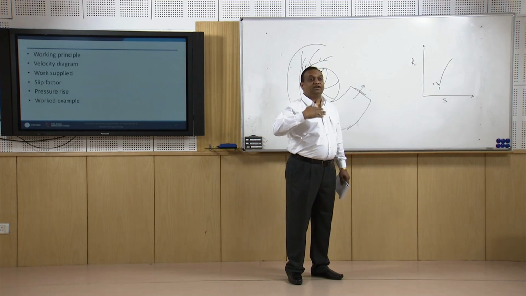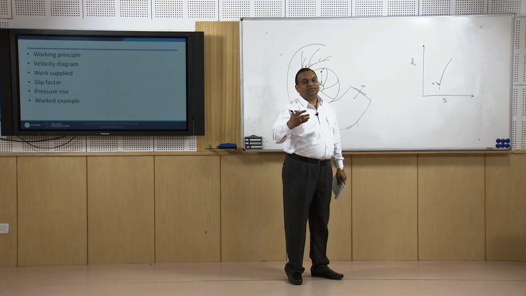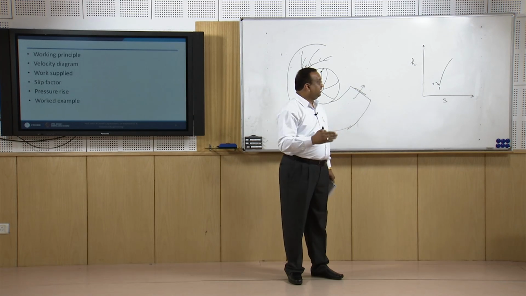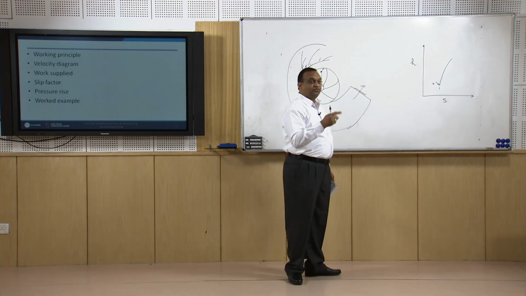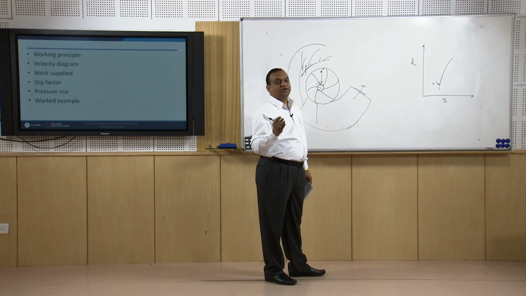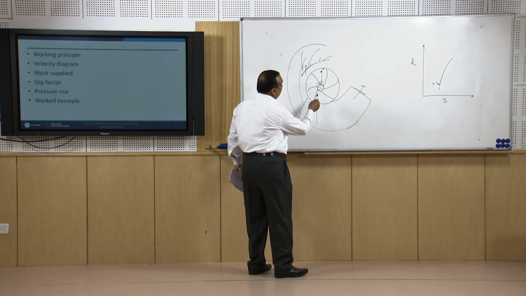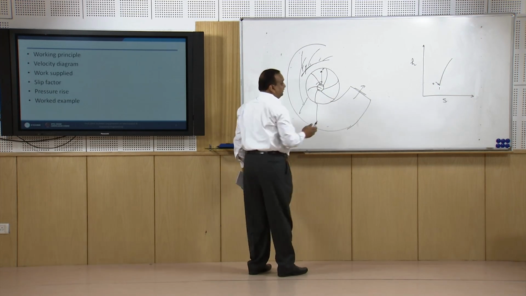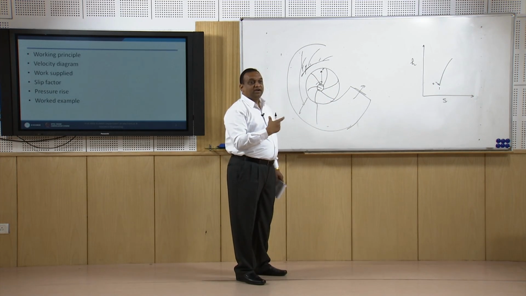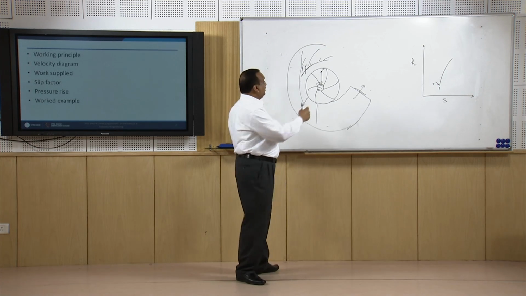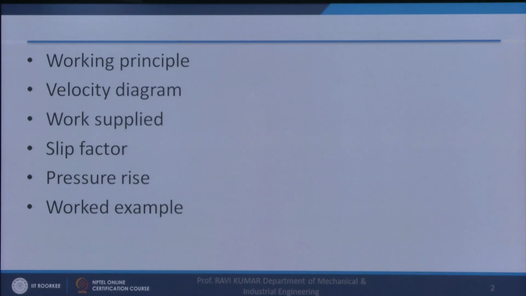But here, because work is being done on the fluid, whereas in turbines the work is done by the fluid, here work is done on the fluid. So, relative velocity at inlet is higher than the relative velocity at outlet, and that is why these passages are made diverging. So, the relative velocity is reduced at the outlet of the impeller, right.